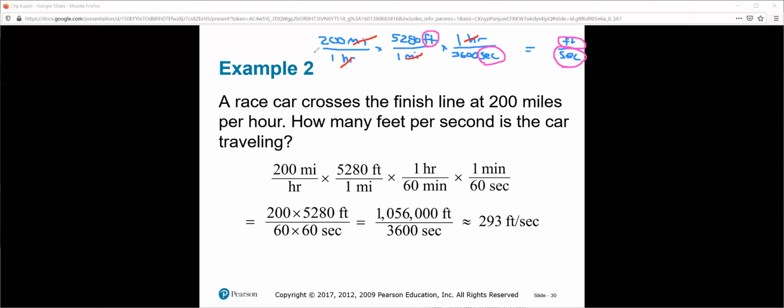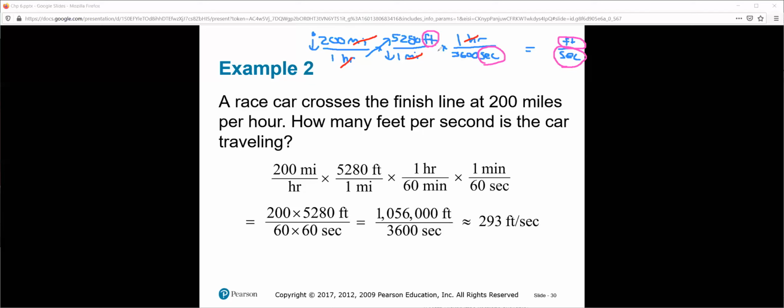What do I mean by that? We start with the top left. I'm going to divide this number by this number. 200 divided by 1. Okay, that's 200. Then I'm going to zigzag over and multiply 200 times 5,280. All right, that's something I can figure out. Then I divide by 1.